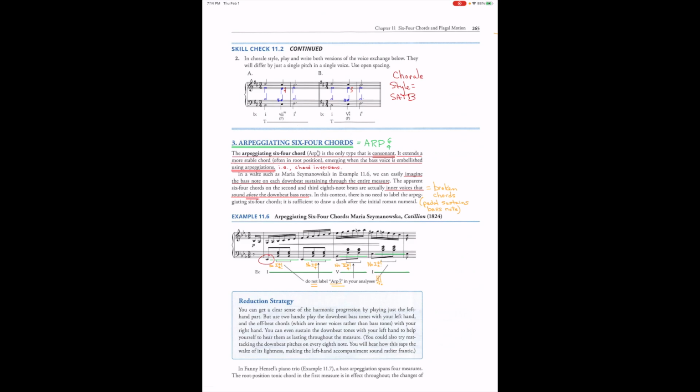Arpeggiating 6/4 chords. The abbreviation for the arpeggiating 6/4 is capital ARP and a 6/4. Now Laitz says that the arpeggiating 6/4 chord is the only type of 6/4 chord that is consonant. So how this works is it extends a stable chord, usually in root position, by using embellished arpeggiations, in other words, chord inversions. This kind of stuff.